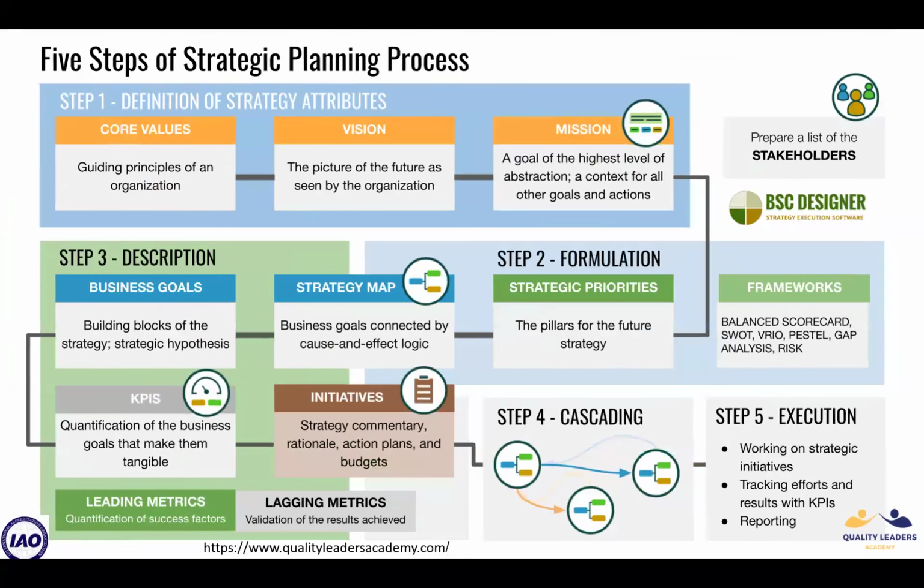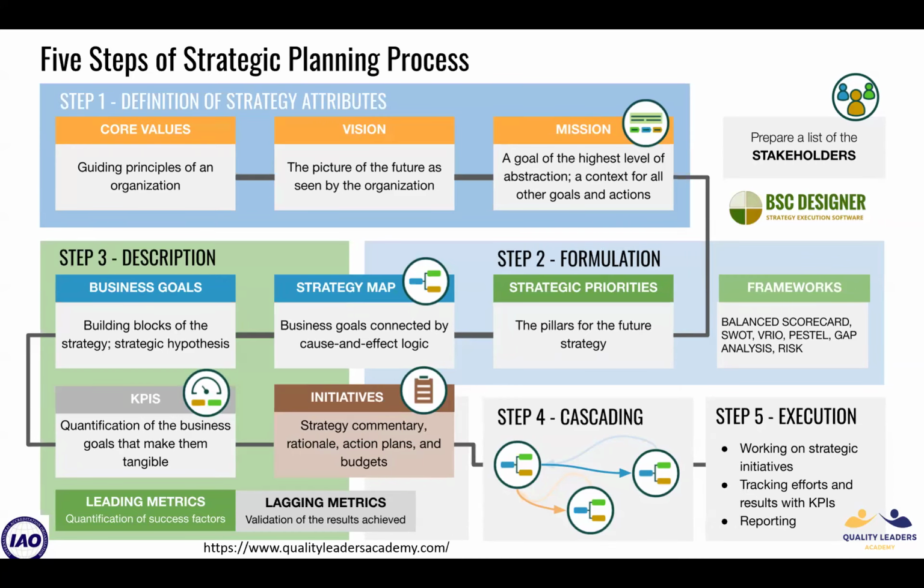Now, here are the 5 steps of strategic planning process. In step 1, define the strategic attributes like mission, vision, and core values. And after that, set the strategic priorities. Okay. In a way, the strategic priorities are the pillars for the future strategy. Okay, how do you do that? You're supposed to have your balanced scorecard, SWOT analysis, PESTLE analysis, gap analysis, risk assessment, everything, right?